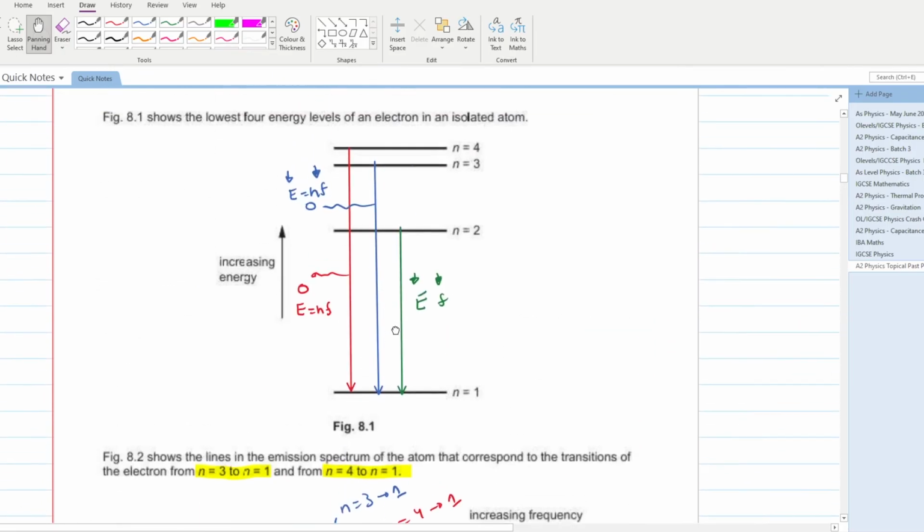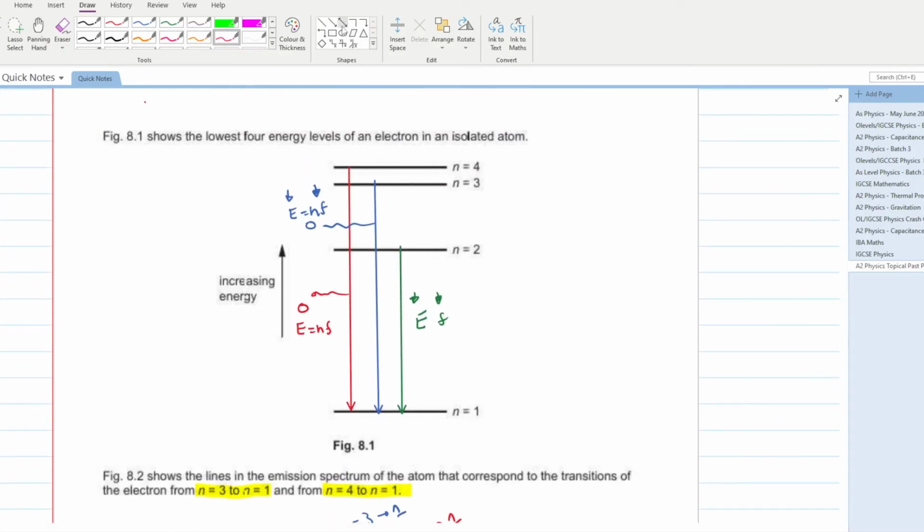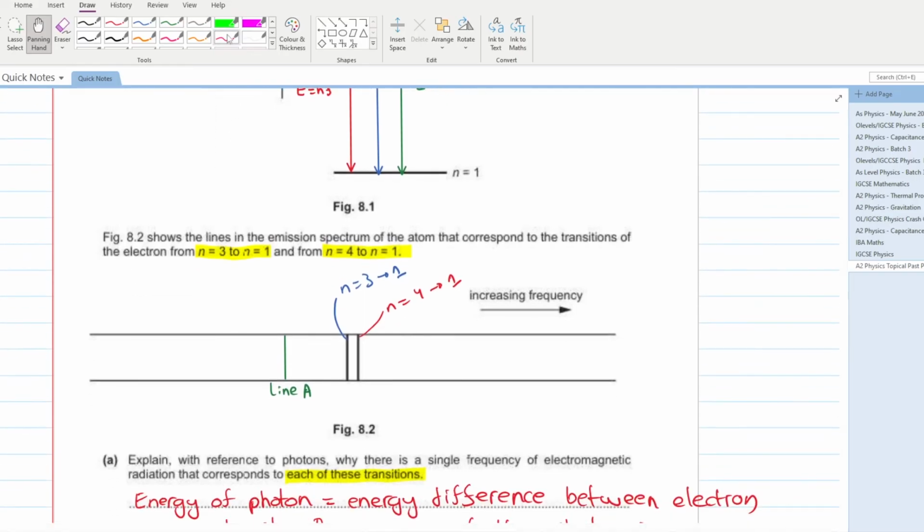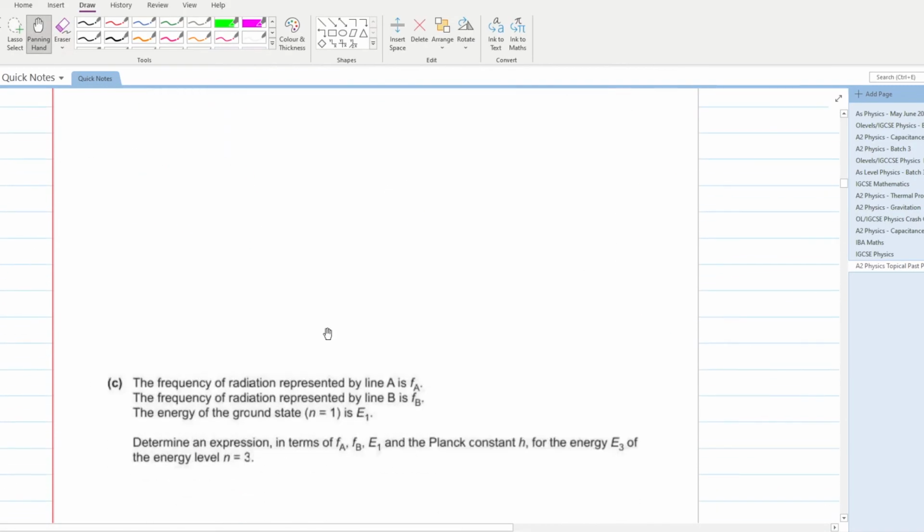Okay, let's first of all see what the examiner is asking. So we have to transition from n equals 3 to 2. This energy is further lower. This is the lowest energy, so this will also have the lowest frequency. We will draw it further towards the left, something like this. Let's say this is your line B. Okay, let's further move ahead.